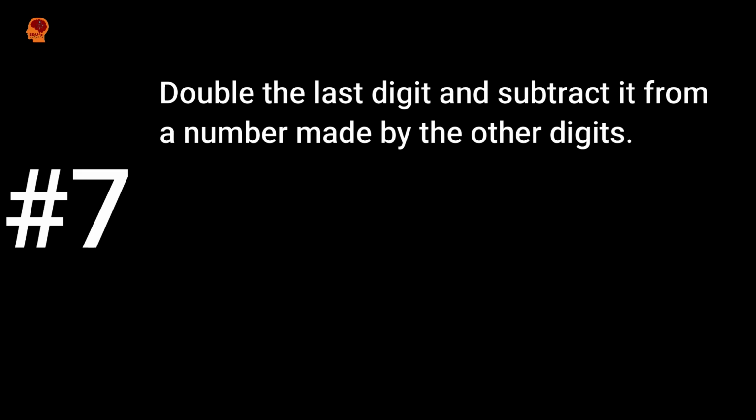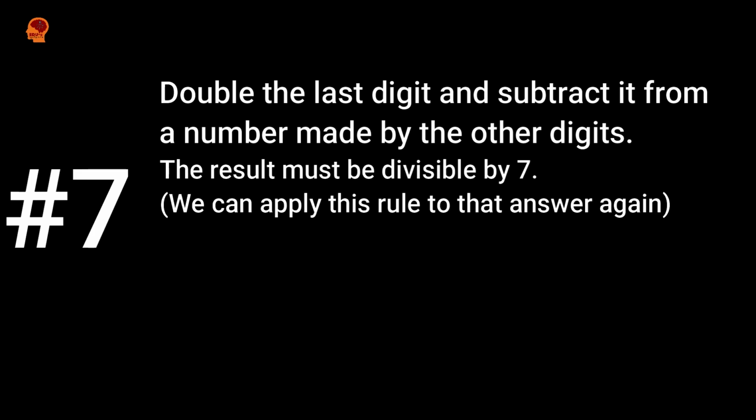Now remember, 7, 11, 13, and so on are a little bit complex, so you might want to listen attentively and write something out here. Now, the divisibility of 7. Now listen. It says double the last digit and subtract it from a number made by the other digits. Then the result must be divisible by what? 7.